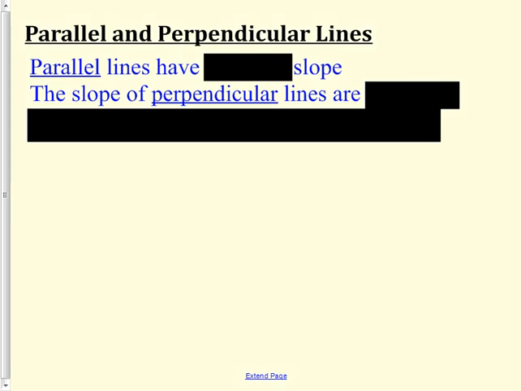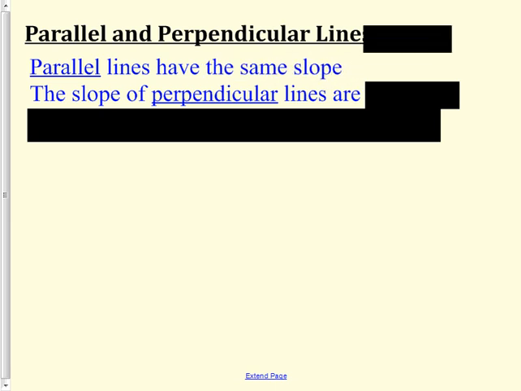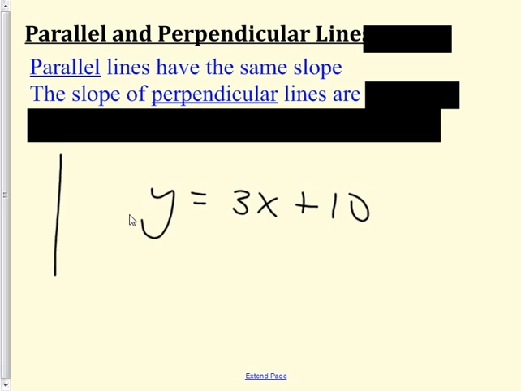Parallel lines have the, what do you think? Slope. Same slope. Yep, parallel lines have the same slope. And the slope of perpendicular lines are something. And now let me show you an example. Y equals 3x plus 10. There's an equation. It's got a slope of 3. If you picture it, it's like something like this. Has a y-intercept of 10 and it has a slope of 3. So it's kind of like that.